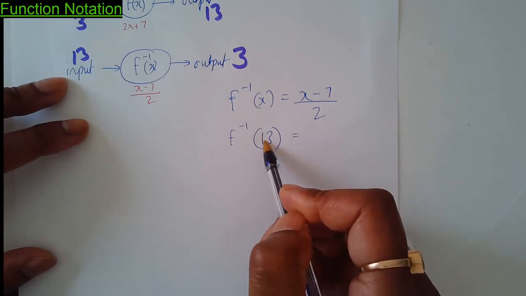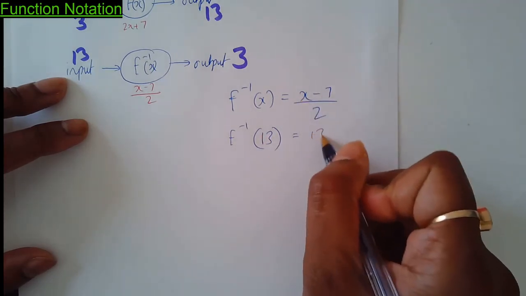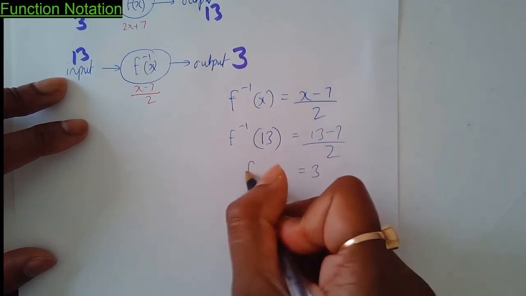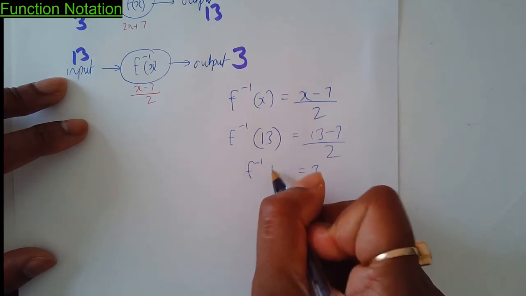Then replace the x with 13. 13 take away 7 divided by 2. 6 divided by 2 is 3.